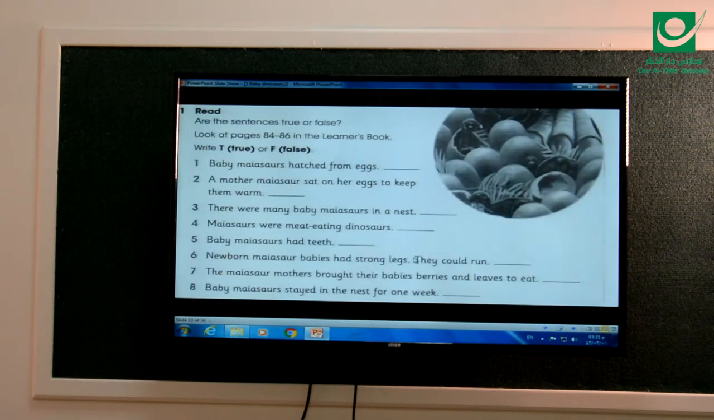Now, look at pages 84 to 86 in the learner's book. Write true or false. Okay, pause the video, answer, and then come back to check the answers.